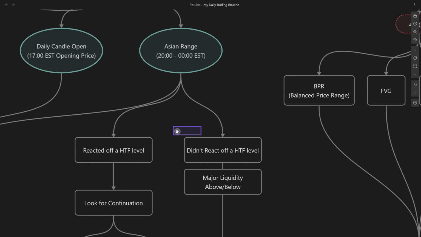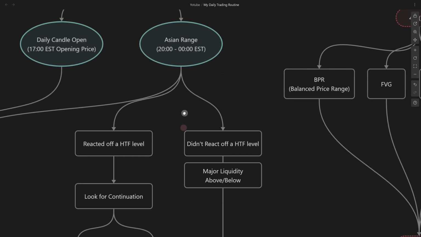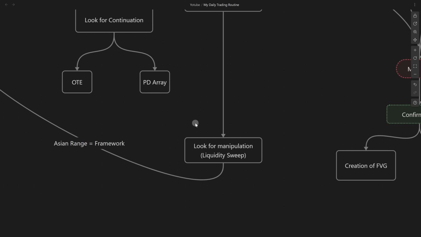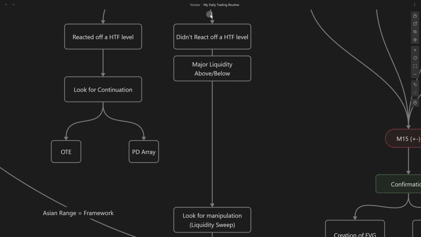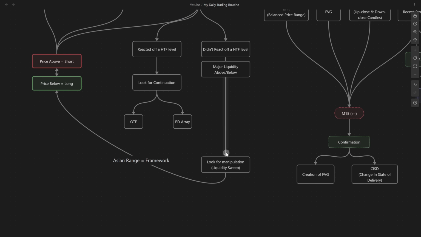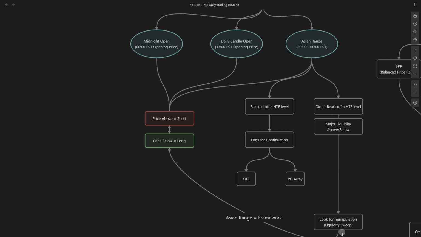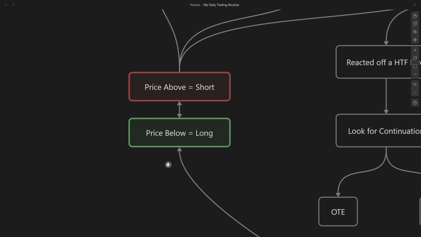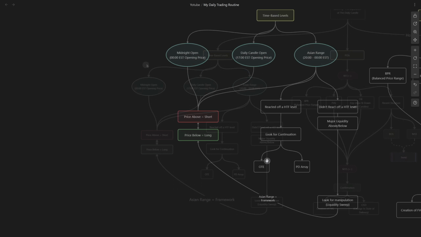Now, the other scenario is we have no reaction of a higher time frame level, and there is a major liquidity above or below the Asian range. In this case, instead of continuation, we actually look for reversal, and we look for manipulation, which is a liquidity sweep above or below the Asian range, and then we enter from there. And the same logic applies, because again, the Asian range is a whole framework. After the manipulation or the liquidity sweep, price below the Asian range, then we look for long. Price above the Asian range, we most likely look for shorts. So that's the first thing.